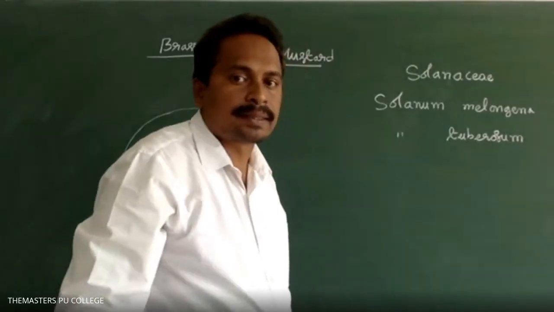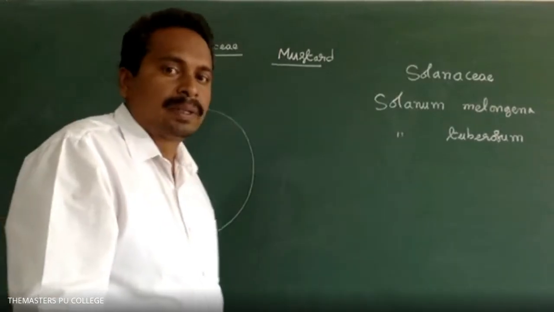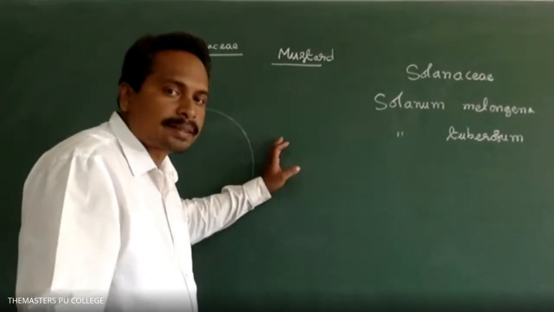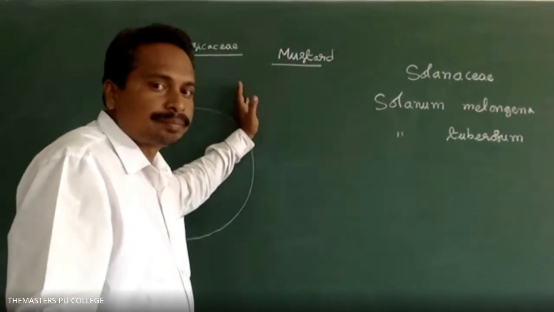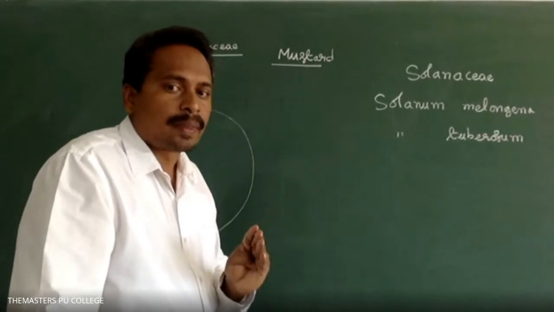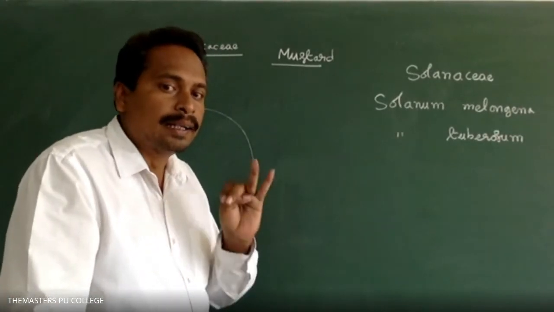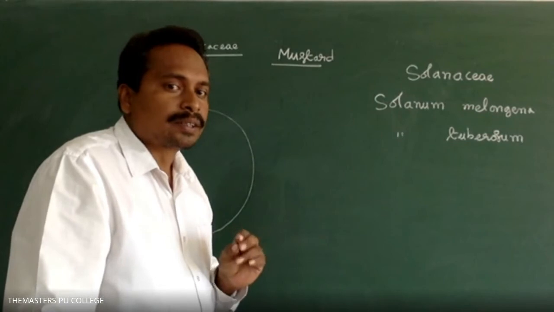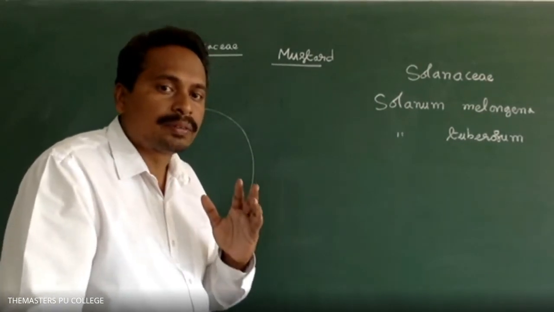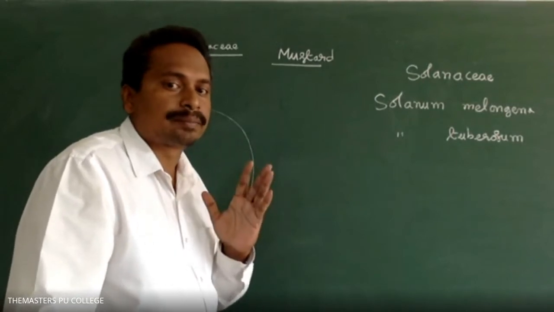Sir, are blueberry and potato examples of this family? Yes. So several families are there. As per NCERT, the given families are Brassicaceae, Fabaceae, Solanaceae, and Liliaceae. First of all, we have to know the brief characters of the Brassicaceae family.